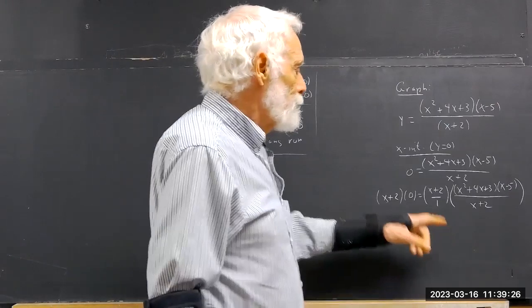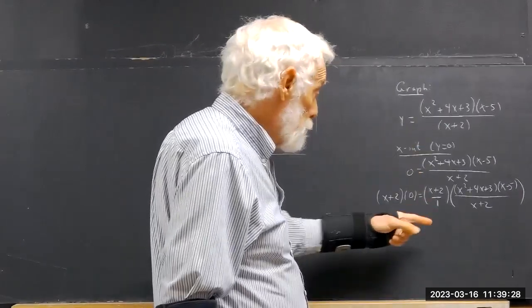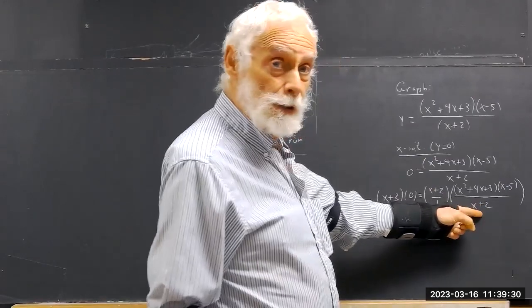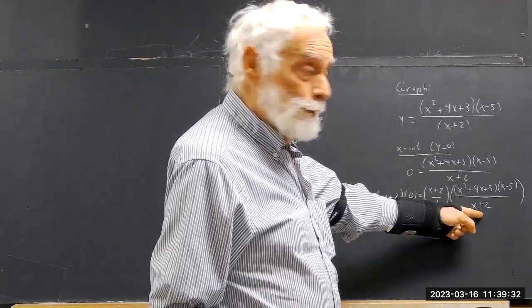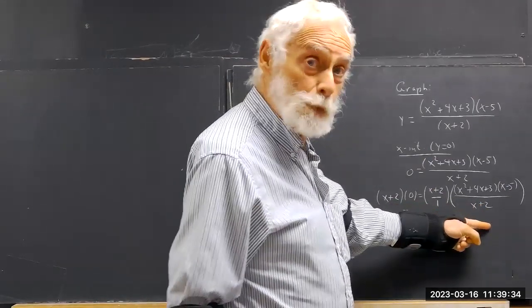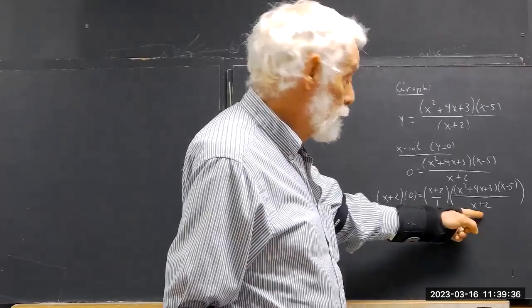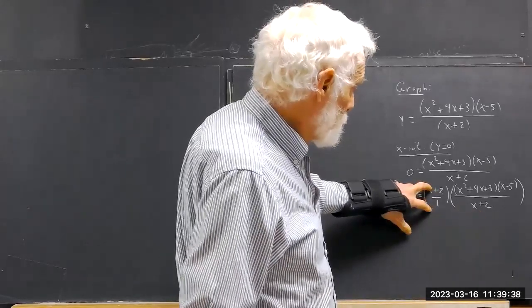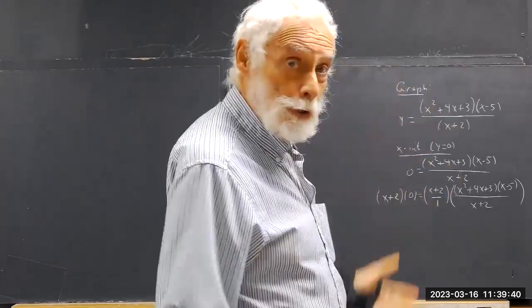Now I know that multiplying fractions by the denominator is going to be 1 times x plus 2. So I could write it as x plus 2 times 1. With the x plus 2 here and the 1 here, it'd be the same. And the x plus 2 divides the x plus 2, gives us 1.